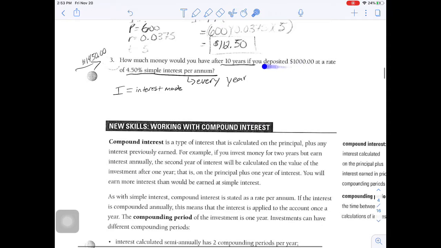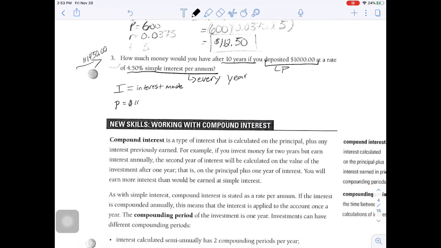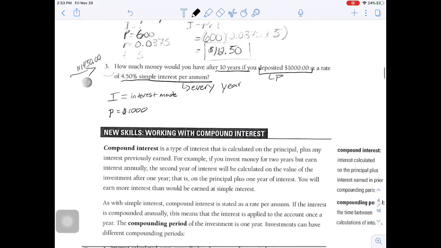What we started with, we deposited $1,000. This means this is our principal, P. So P is going to be $1,000. R will be our 4.5 divided by 100. So that gives me 0.045. In this case, we have 10 years. So this is after 10 years, so that's going to be T.